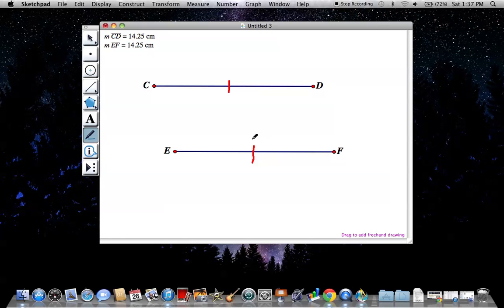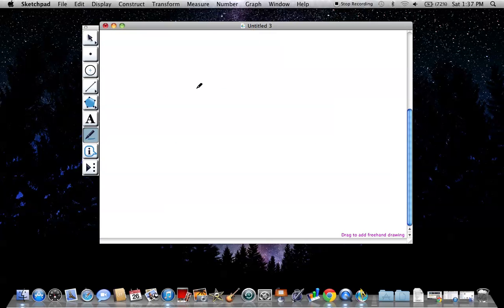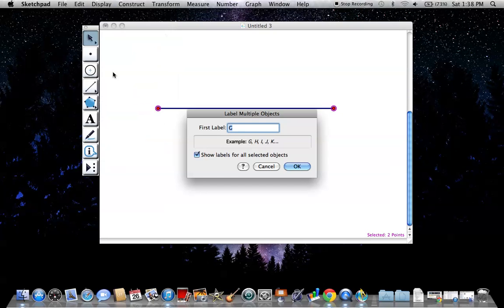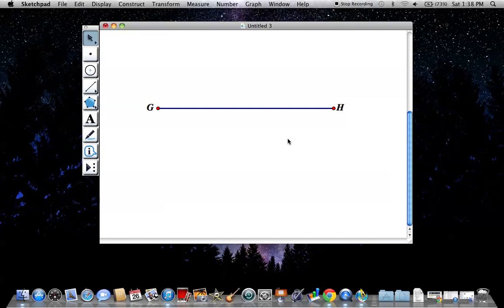Alright, next thing. I'm going to scroll down a little bit and make a new segment. We've covered coordinates and distance and congruent segments. Now we need to talk about midpoint and segment bisector. I'm going to label these points so I can name my segment. Okay. Alright, I have segment GH.